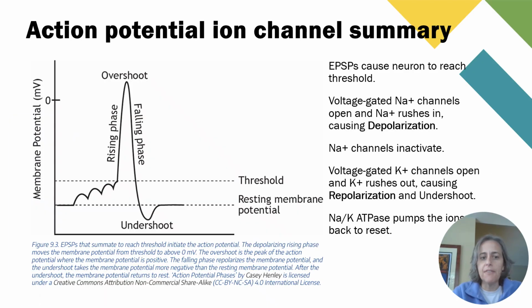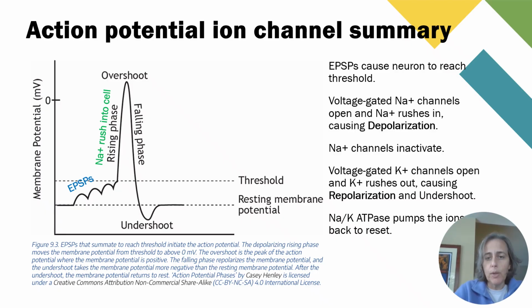So here's our summary of the different phases. So first of all, you get a bunch of EPSPs, excitatory postsynaptic potentials, signals from other neurons that change the membrane potential so that it depolarizes until it gets to approximately -55 and reaches threshold. Once it reaches threshold, those voltage-gated sodium channels are going to open, and sodium is going to rush into the cell, making the cell more positive and causing it to depolarize. So now our membrane potential goes up above 0, actually. Those sodium channels then inactivate. That little ball covers the pore.